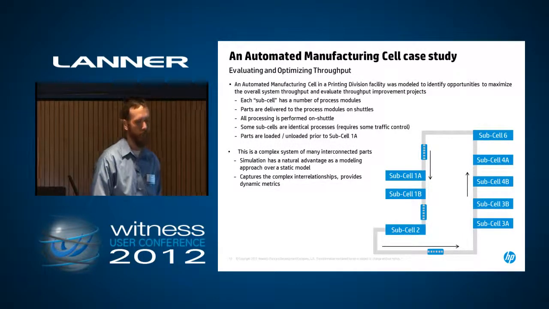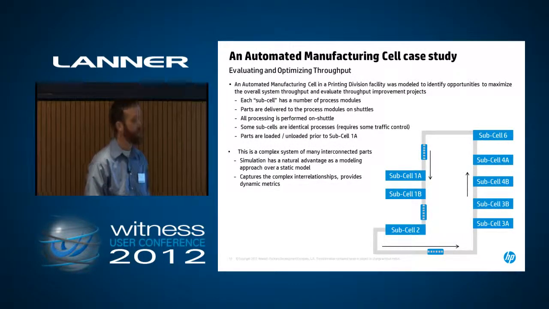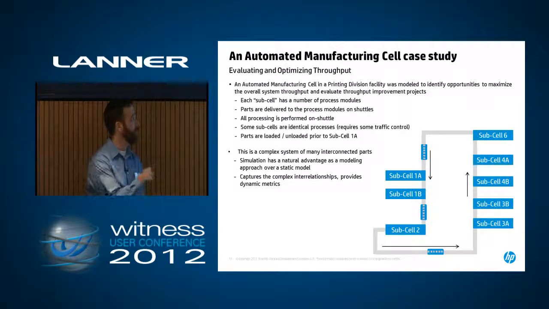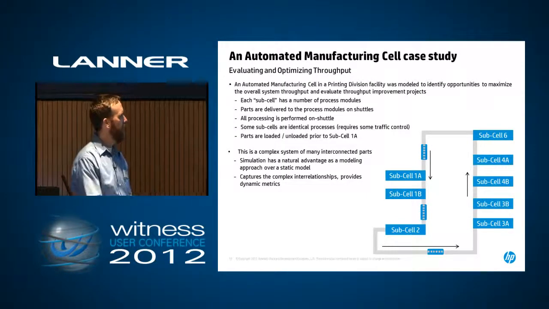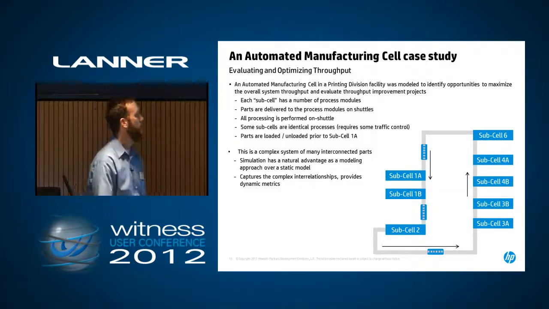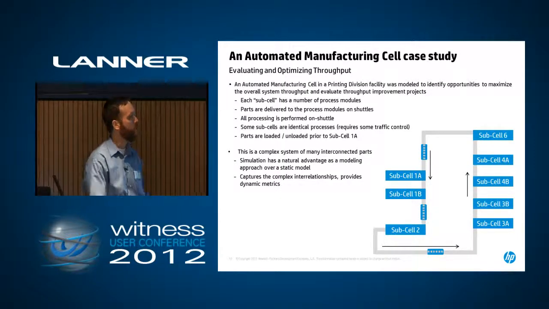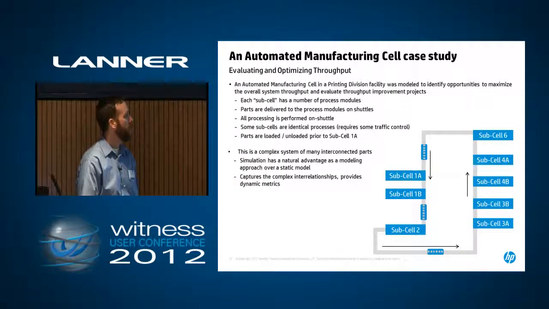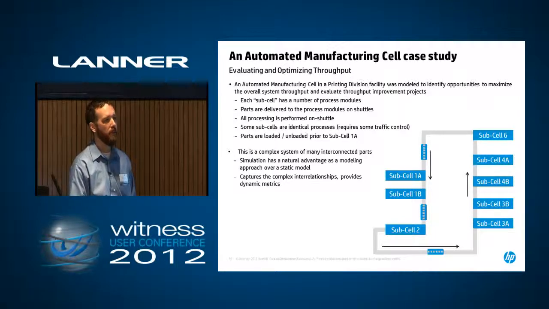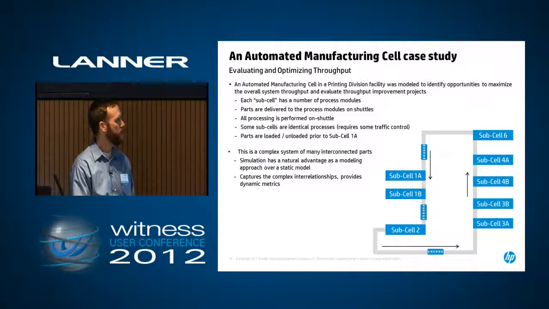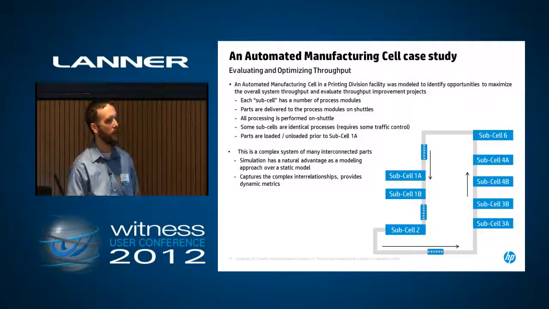So the next example I'm going to talk about is this automated manufacturing cell. I'll go into a little more detail on this one than I did on the semiconductor fab. This manufacturing cell is part of a line in our printing division facility, and basically we make some printer components here. The idea behind the model was to build a tool that can be used to identify throughput improvement opportunities, and also to evaluate other ideas for throughput improvement or any kind of design change proposals that might come up.